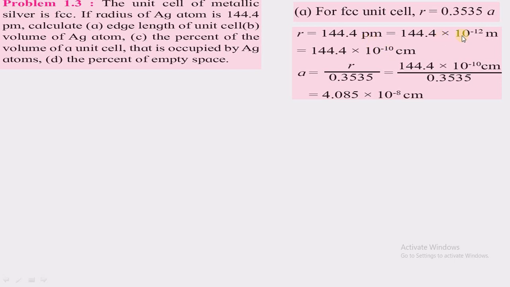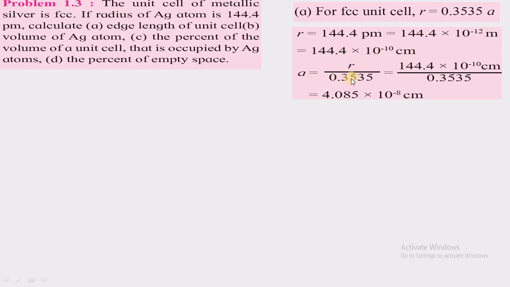For that, first picometer means 10 raised to minus 12 meter. You remember this from physics also, and in chemistry units, picometer is converted into meter. That means whatever the value, it is multiplied by 10 raised to minus 12 to convert picometer to meter, then convert into centimeter by multiplying by 100, and you will get 144.4 into 10 raised to minus 10 centimeter. And this value can be used here.